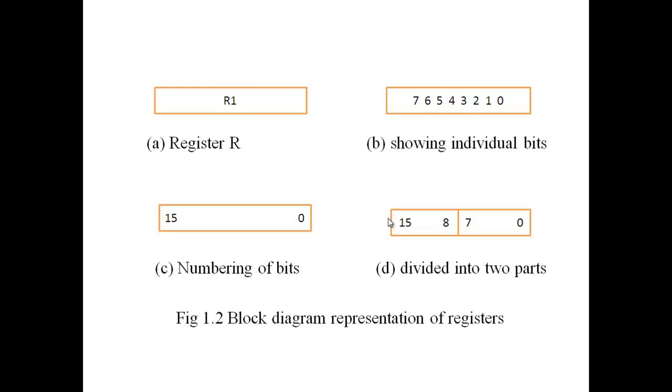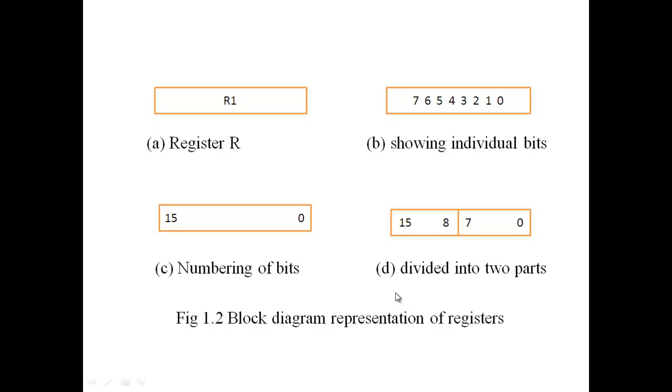Here we have four different registers. Register R is designated by its name, register R. Similarly, we have shown individual bits in a register. It is an 8-bit register and it can store 8 bits, numbered from 0 to 7. Similarly, we can show numbering of bits. This is a 16-bit register. It can store data from 0 to 15, which means it can store 16 bits including 0.